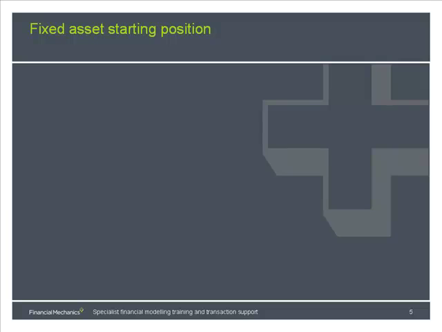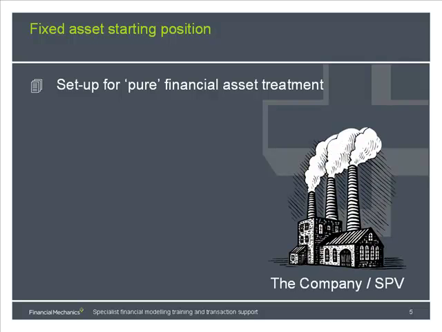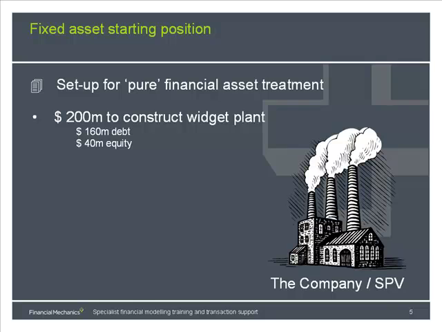So, our starting position. If you want to consider a position that's likely to be the most representative of what I've called a pure financial asset treatment, we need to start with a very specific, very simple, very clean scenario where we have this widget plant, a company, special purpose vehicle, maybe special purpose company, depending on your terminology, a single asset firm that in our case cost $200 million to construct, that we financed $160 million with debt, $40 million with equity.